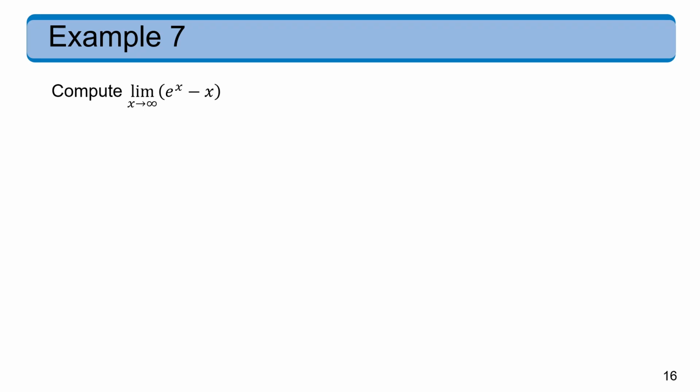This example is another limit of a difference. Let's look at each term individually. So here we're letting x go to infinity, so e to the x would also go to infinity. And then this x, of course, would go to the same infinity, right? So overall, we have something going to infinity minus something else going to infinity. So the form here is infinity minus infinity. And this is the indeterminate difference we've been talking about.